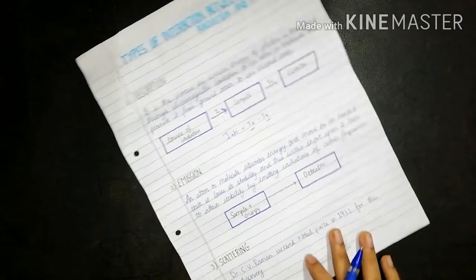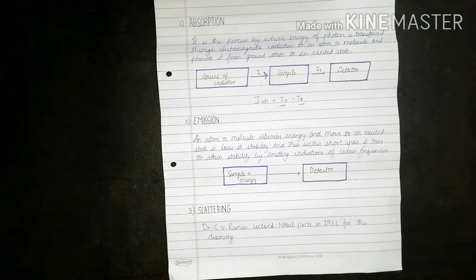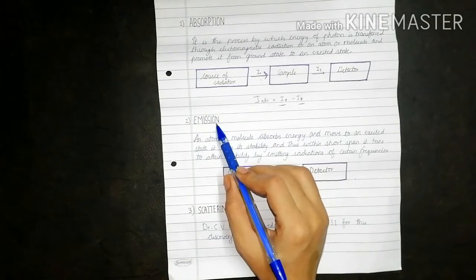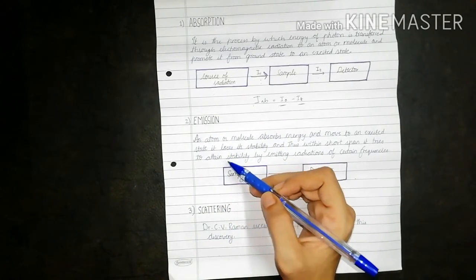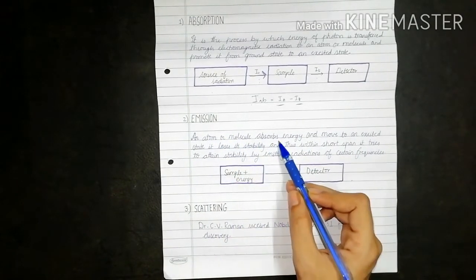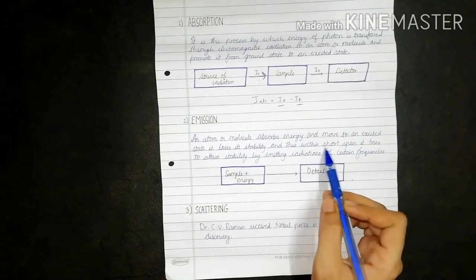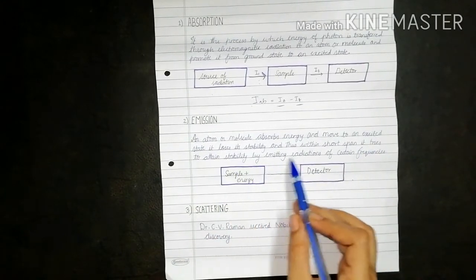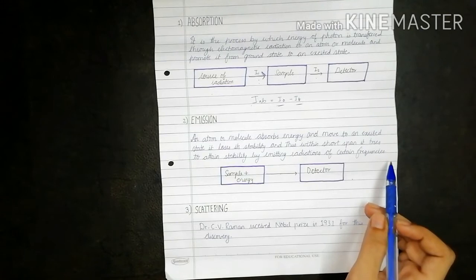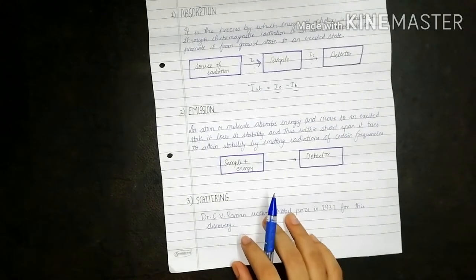Now moving to the second, emission. In this, emission of radiation is the reverse of absorption. That is, the particle from a high energy state is going to come to a lower energy state by giving out radiation. That's why the name emission. An atom or molecule absorbs energy and moves to an excited state. It loses its stability and thus within a short span it tries to attain stability by emitting radiation of certain frequency. So because it wants to gain stability, it emits radiation and gets to the ground state.